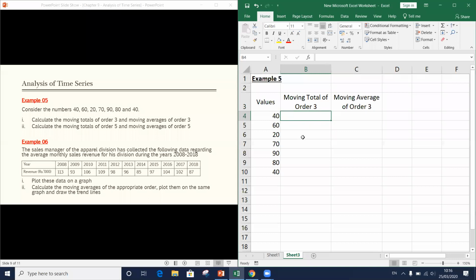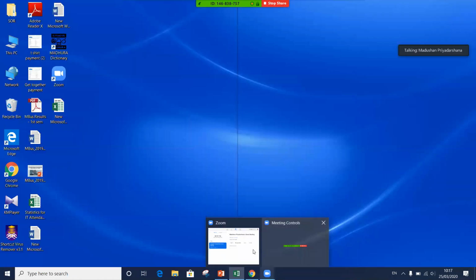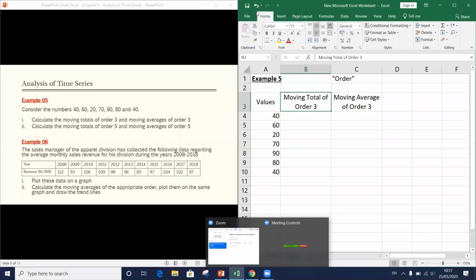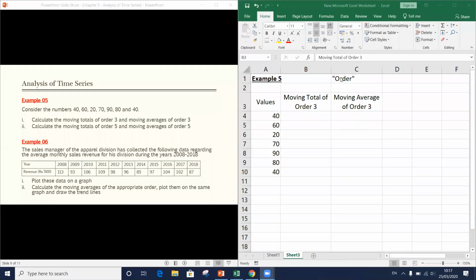Moving total of order 3. What does it mean by order? I have told you. What does this word stand for? If it is order 3, what do you mean by it? If we consider a particular group, how many elements should there be? If I say order 3, as in part 1, how many elements should be there?